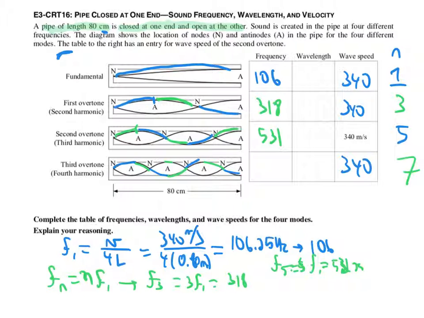And then finally, f7 is going to be 7 times f1. 7 times 106.25 is 743.75. So we should say 744.